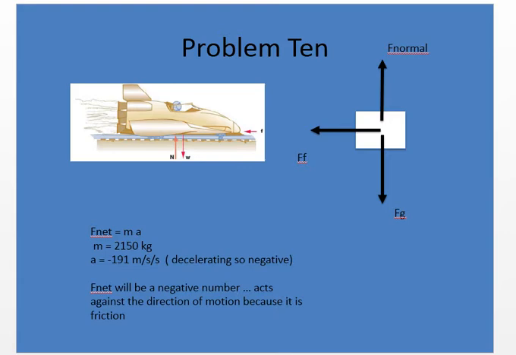And I want to find that friction force. Well, I know that that friction force is causing it to slow down at 191 meters per second squared. So I know what my mass is. It was given to me. I know what my deceleration is. I have to remember to put a negative in there because it's decelerating. And I'm going to use F net equals MA. And I'm going to find F net, which is my friction force. It will be a negative number too because it's friction. It always acts up against you.